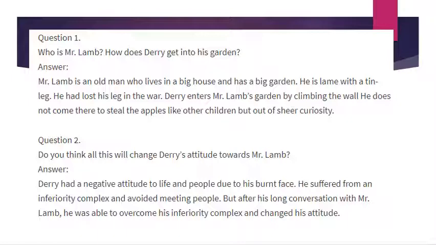Question number 2. Do you think all this will change Derry's attitude towards Mr. Lamb? Derry had a negative attitude to life and people due to his burned face. He suffered from an inferiority complex and avoided meeting people. But after his long conversation with Mr. Lamb, he was able to overcome his inferiority complex and changed his attitude.